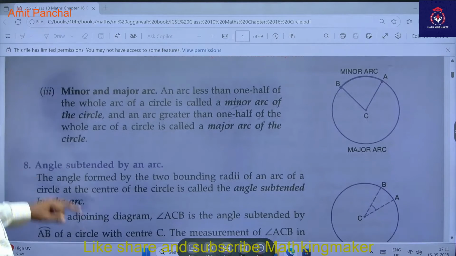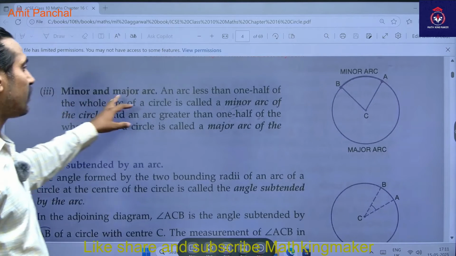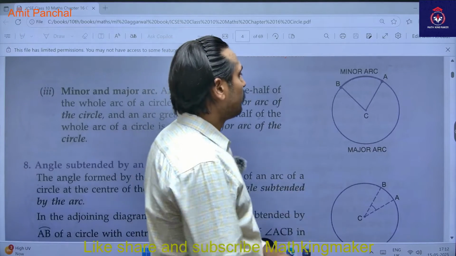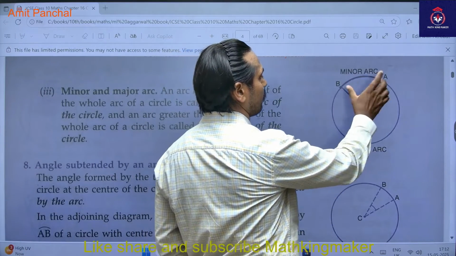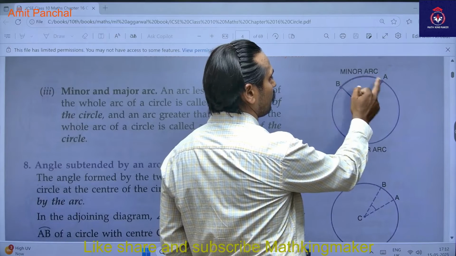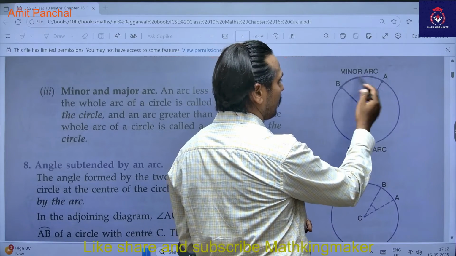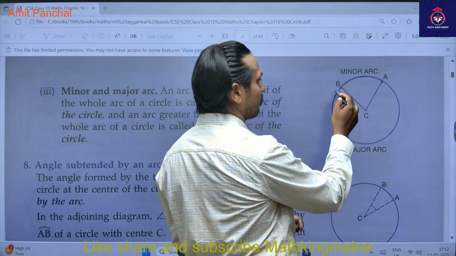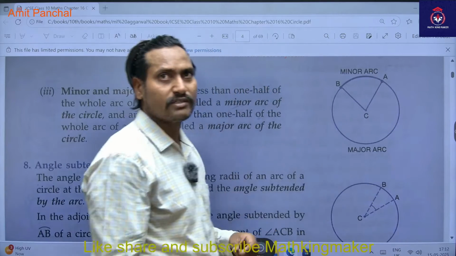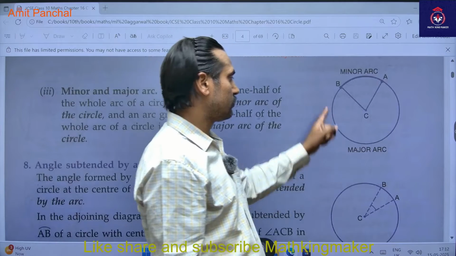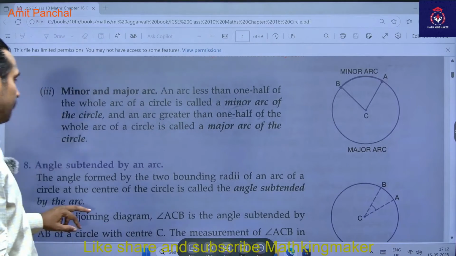Now we will talk about major and minor arcs. You can see this arc is AB. If you take it from B to A or A to B, this one is the minor arc, and the rest apart from this is also an arc, so that is said to be the major arc. Got it?